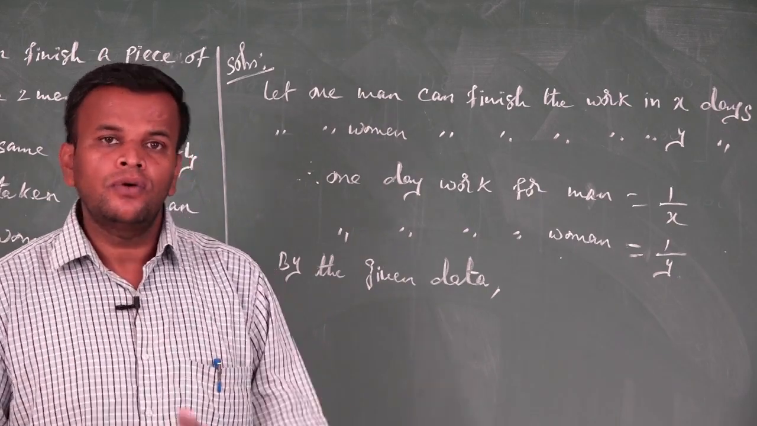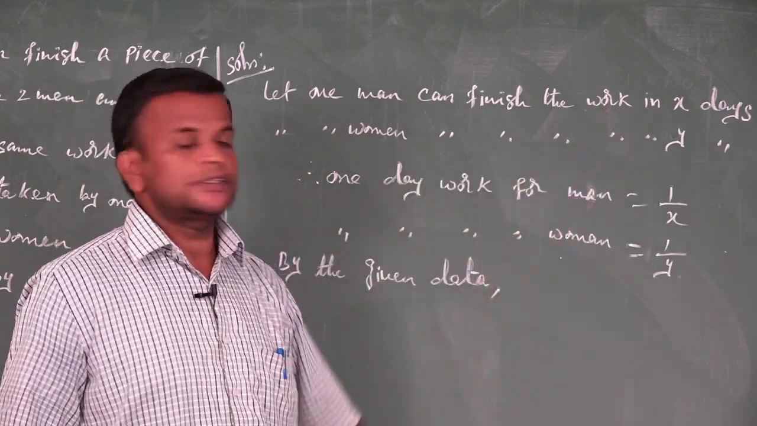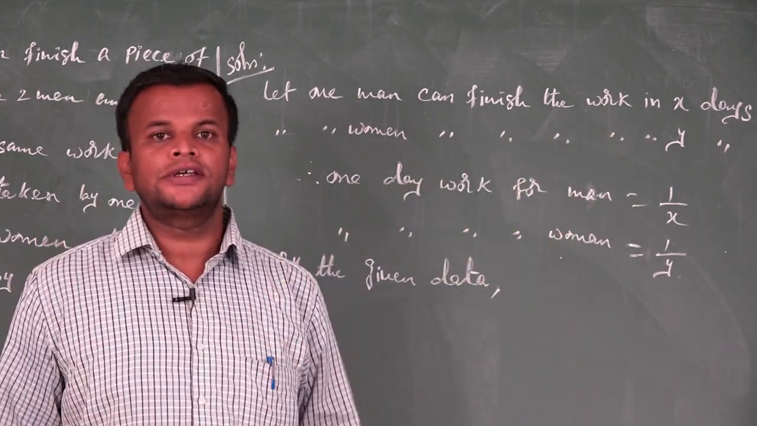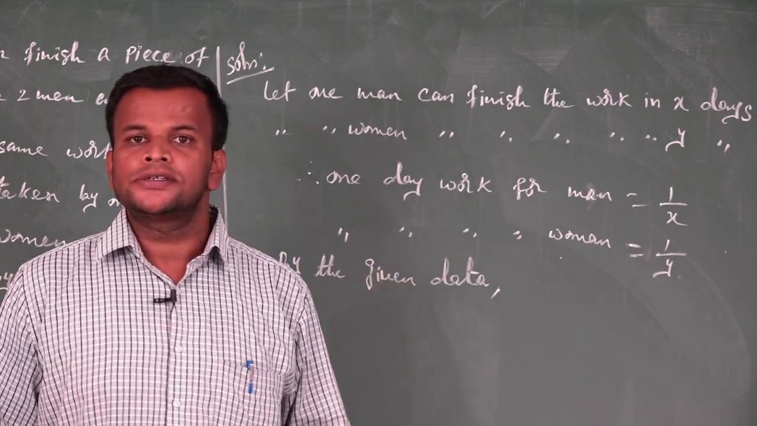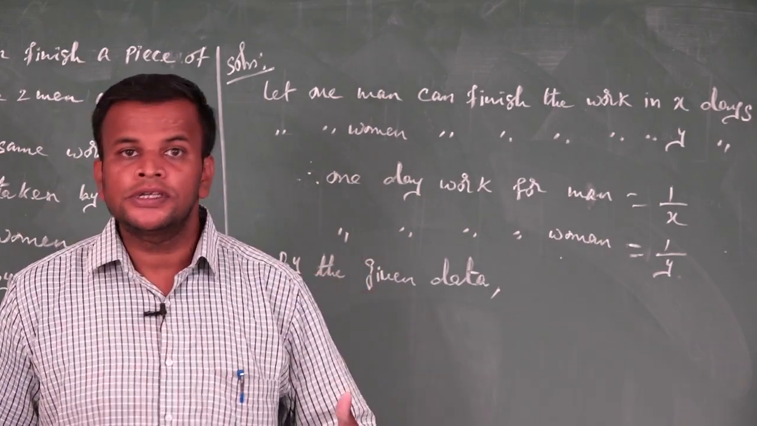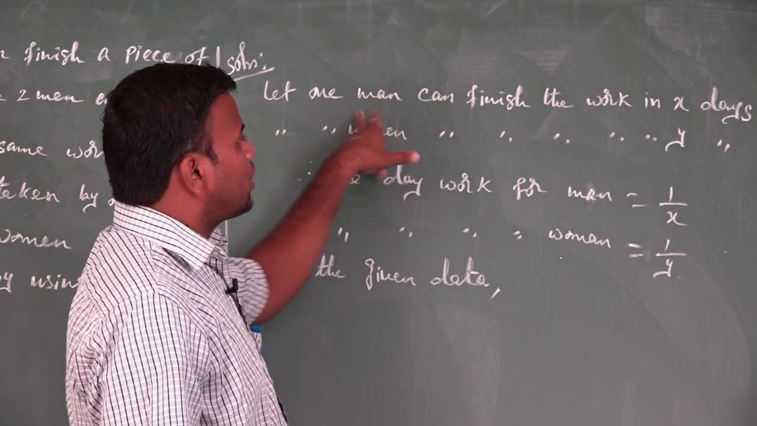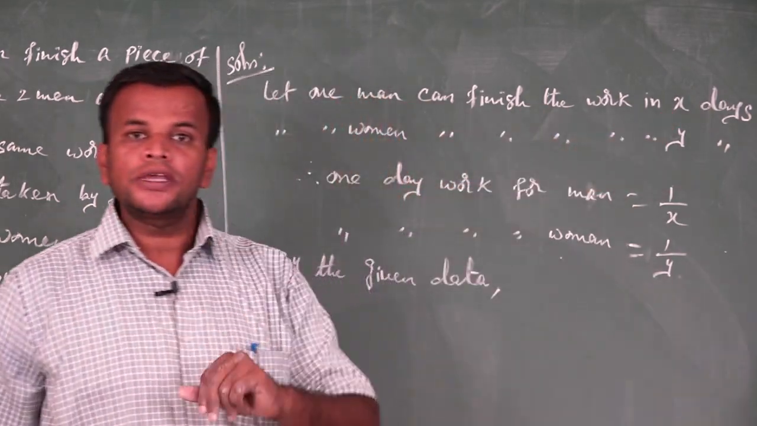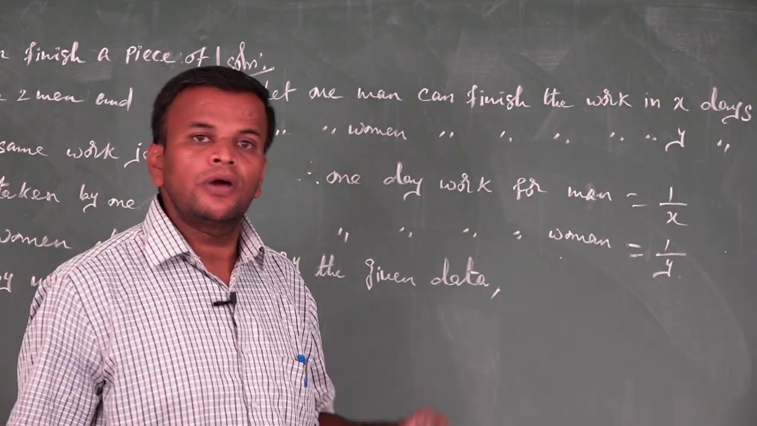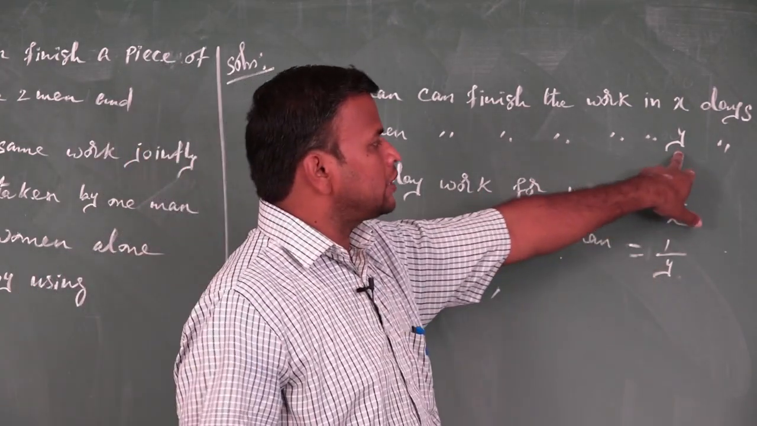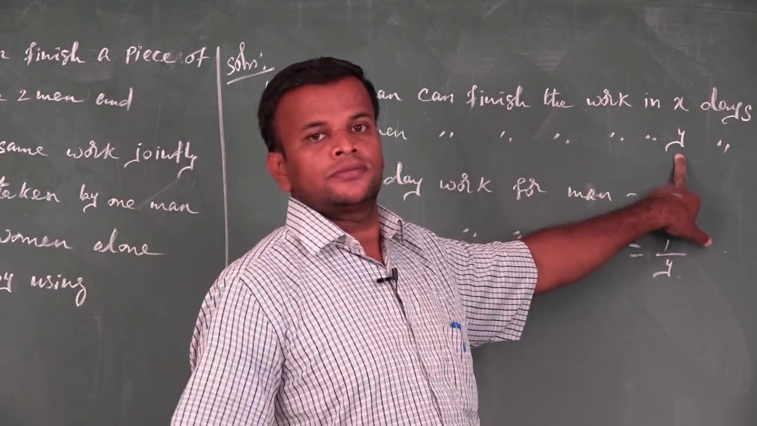Therefore, what is the 1 day work of the man alone? You will be taking X days. Suppose 10 days is there, so 1 day work is 1 by 10. Suppose 20 days, so 1 day work is 1 by 20. Therefore, 1 day work for a man is 1 by X, because he can finish the work in X days. 1 day work for a woman is 1 by Y, because the total number of days is Y.